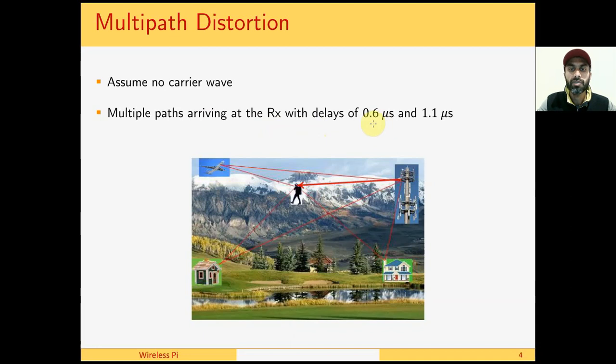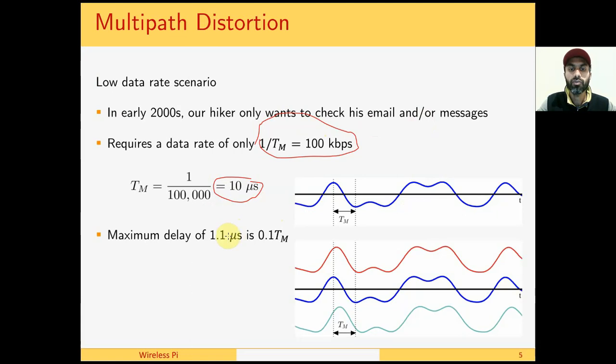Now, the first path was delayed with 0.6 microsecond and the second was coming with a delay of 1.1 microsecond. This 1.1 microsecond as compared to 10 microseconds is just around 10%. Let us see what is the effect of this phenomenon after the addition of these paths at the antenna of the receiver. This is the direct path. This is the one with the delay of 0.6 microsecond and this is the one with the delay of 1.1 microsecond.